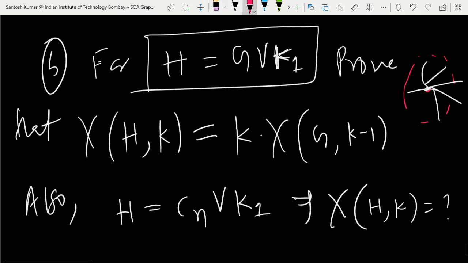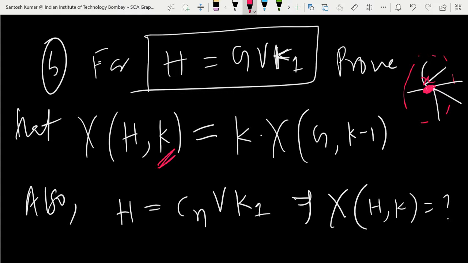Just see, H has n plus 1 vertices, in which one vertex is of K1. That one vertex at the center, let's say X, can be colored in K different ways because we have a total of K available colors. And since this vertex X is adjacent to all the other n vertices of G, all the other vertices of H are vertices of G actually.